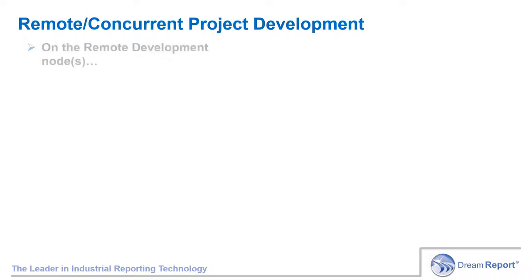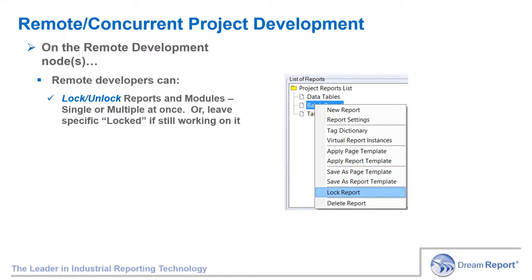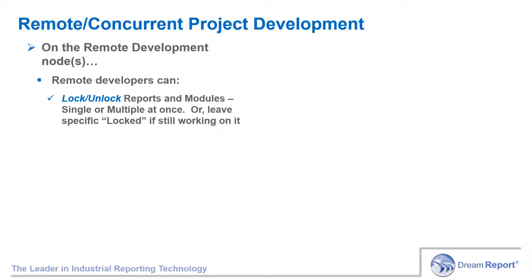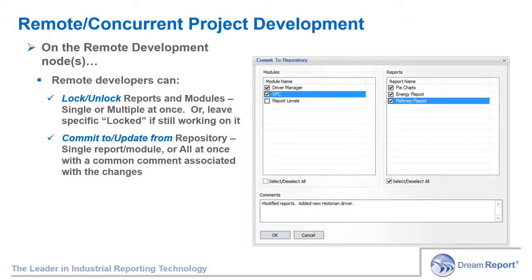At this point, remote developers can lock one or more project modules and/or reports to work on to prevent any other users editing those same reports, and then unlock them when done or leave locked if necessary. Note here that a red dot on the report indicates that the report is locked by another user, and the report appears grayed out for editing. Once the user is ready to commit their changes to the main project repository, they can do so at the individual module or report level or all at once.